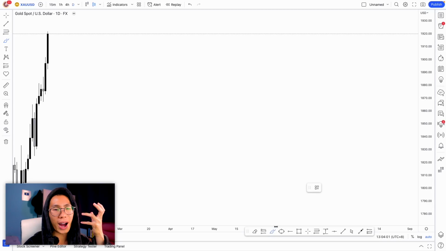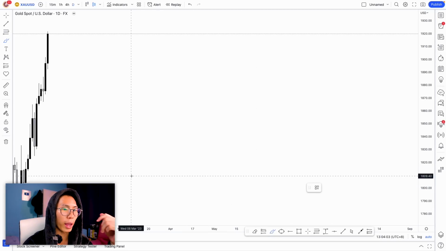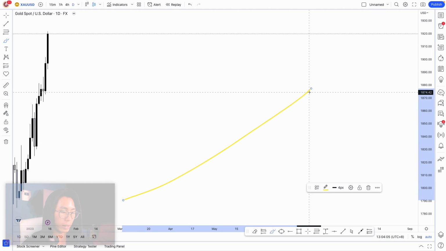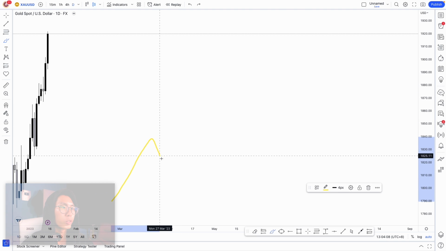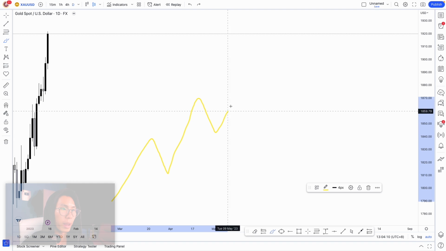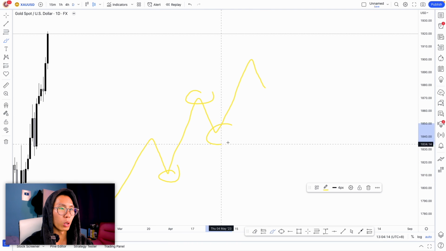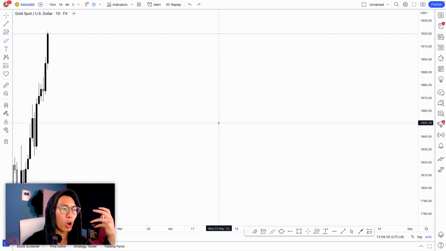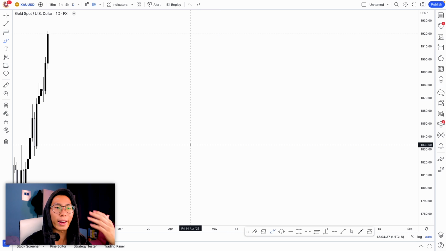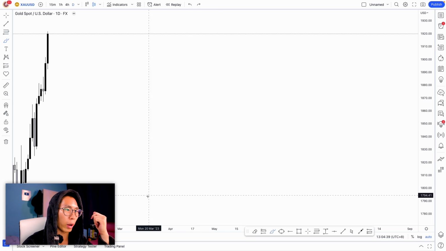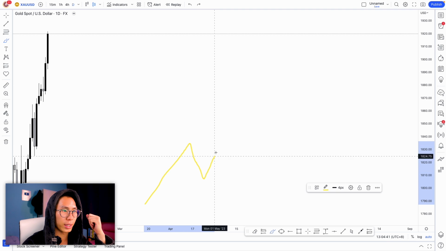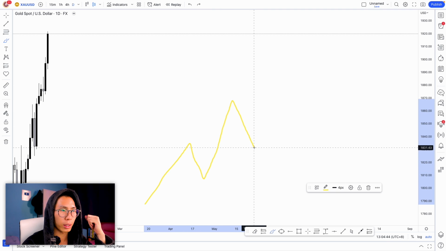For those of you who understand market structure, you will know that price will never just go up in a straight line like this. No, price has to go up, retrace a little bit, go up, retrace a little bit, and go up and retrace a little bit, creating your higher highs and higher lows. In this lesson, I want to discuss more about break of structure. So what is break of structure?